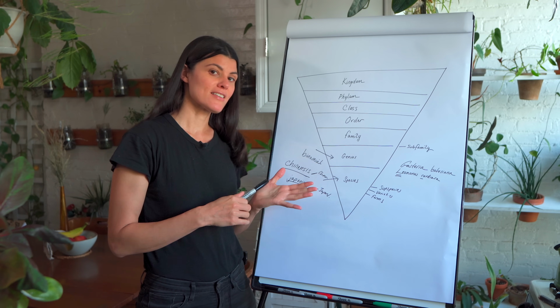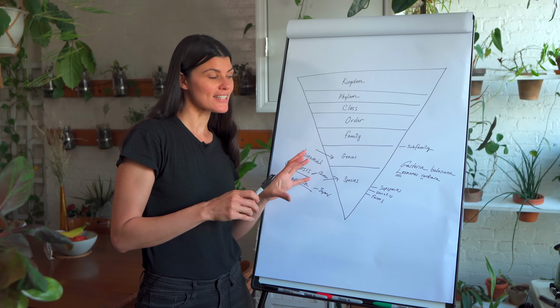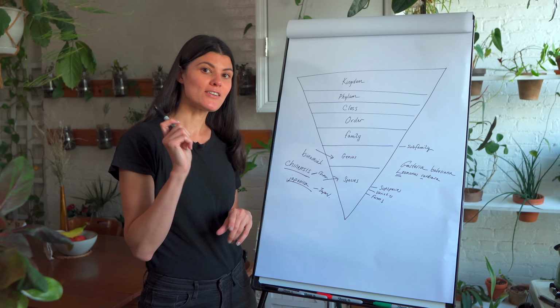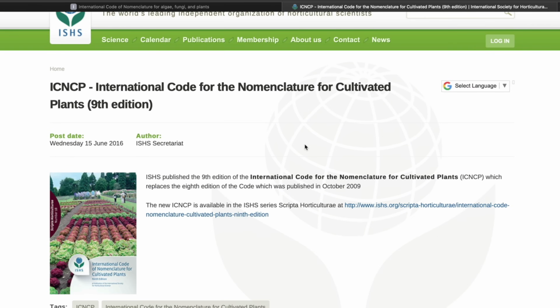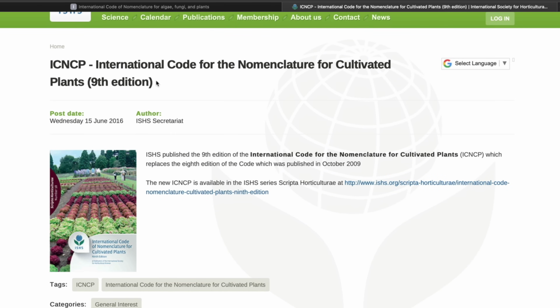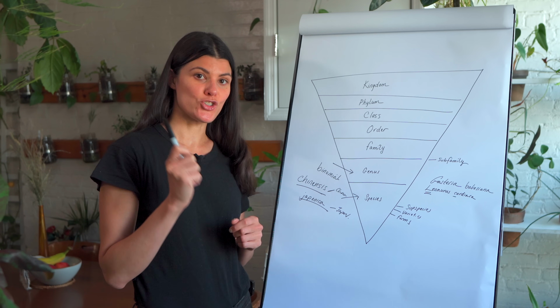And plants that have been cultivated and specifically selected by humans have another rule book, called the International Code for the Nomenclature for Cultivated Plants. And that is, I think, fairly regularly updated because there are always new cultivars coming on the market. Now, the other thing to know is that Latin is a gendered language.